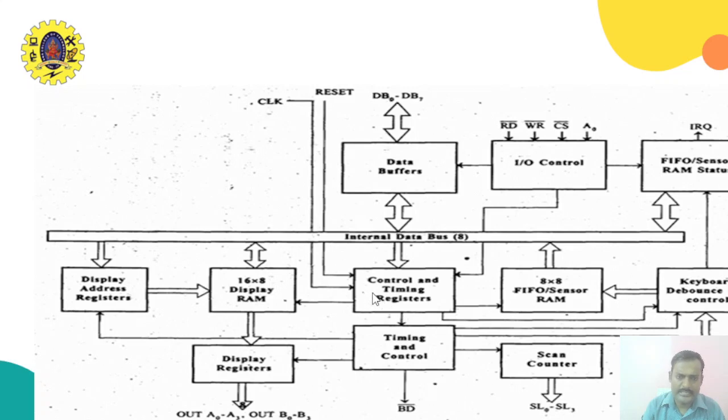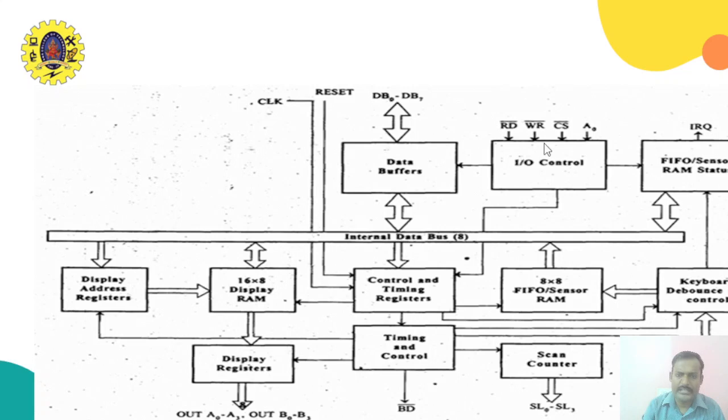Look at this. This is the actual control and timing register. All the control signals will be generated and given to all the blocks through this control and timing register. Look at this. This is the data bus buffer, a bidirectional 8-bit data bus buffer. It connects the internal data bus with the microprocessor.